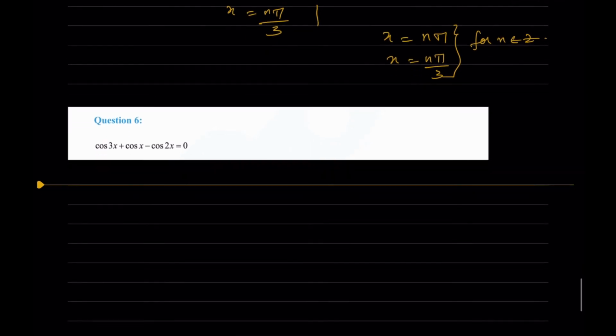So in question 6, how do we do this problem? We'll see. Here you have cos 3x plus cos x minus cos 2x is equal to 0. This is question 6. So how do we do this? Here again we have to apply the same cos a plus cos b formula. Now which two do we take first? Given to us is cos 3x plus cos x minus cos 2x is equal to 0. So we are going to take the formula for these two first.